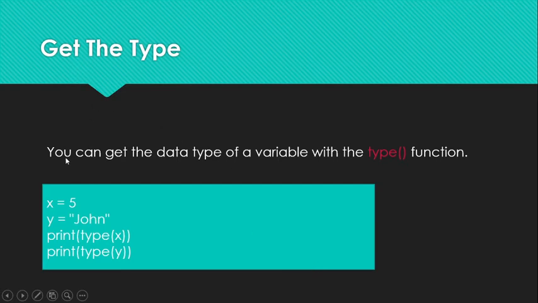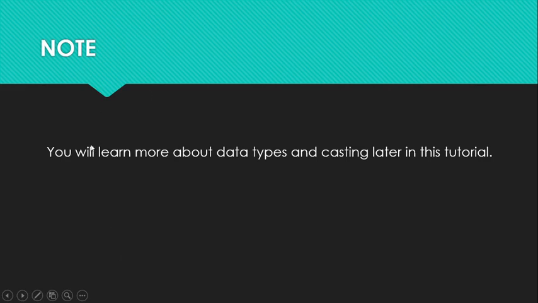Get the type. You can get the data type of a variable with the type function. So as you can see, x is equal to 5, y is equal to John, and we can get the data type with print type of x, which is a type of integer, and print type of y, which is a type of string. Note that you will learn more about data types and casting later in this tutorial.